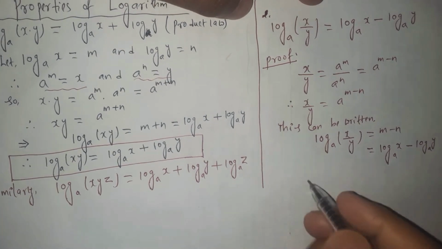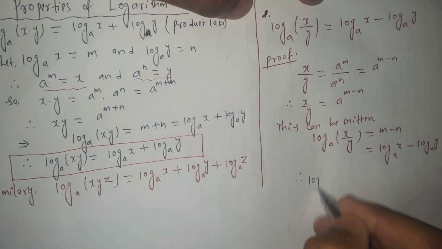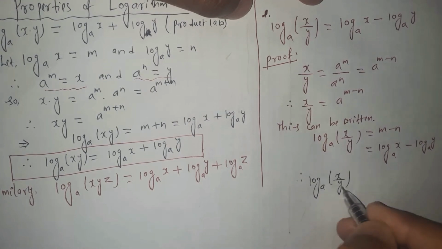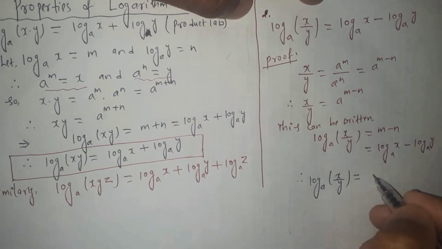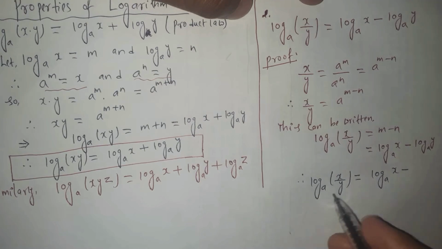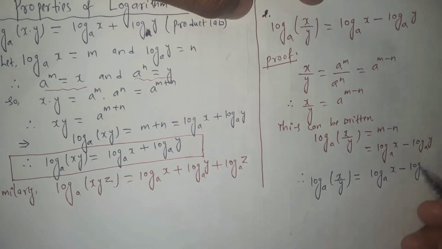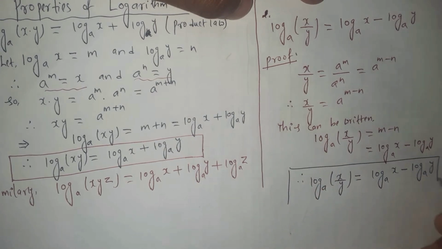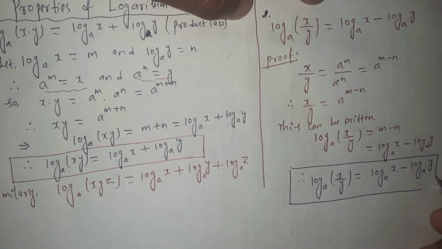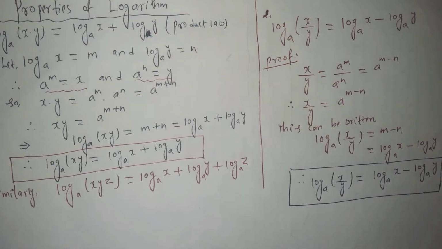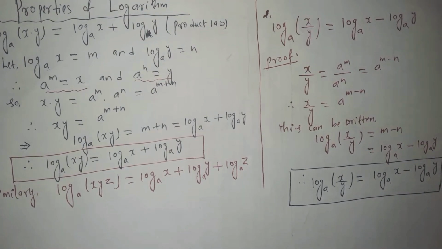Therefore, finally we proved here the log of x over y with base a can be written as log of x with base a minus log of y with the same base a. This is a very important property. This is called the quotient law of the logarithm. These two properties are very important properties.